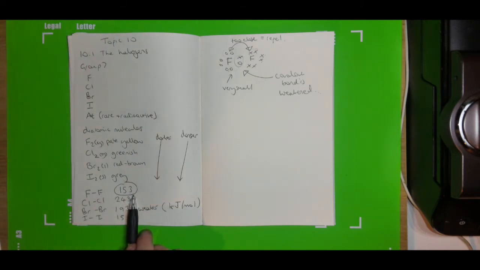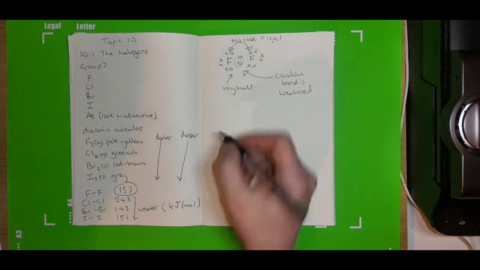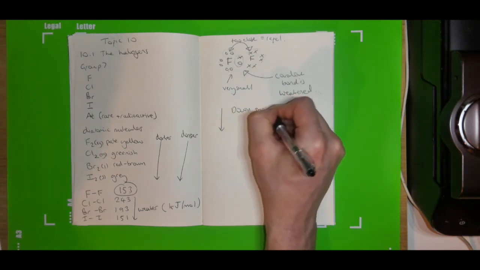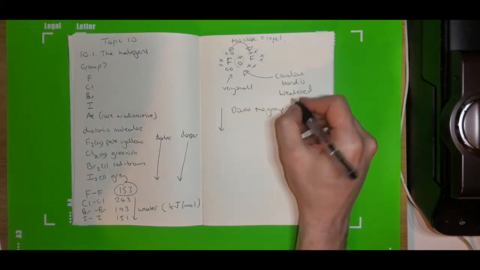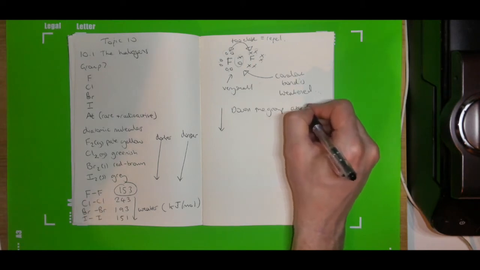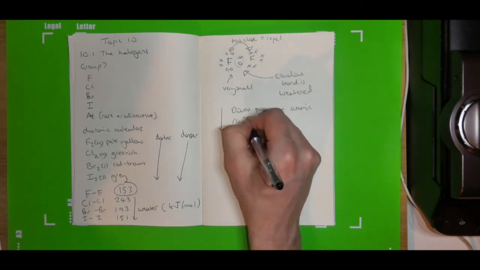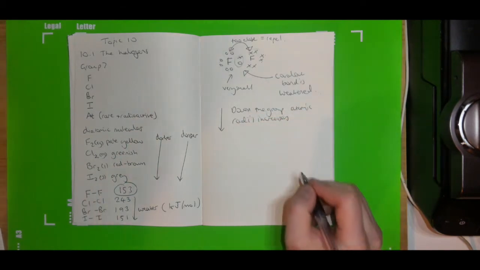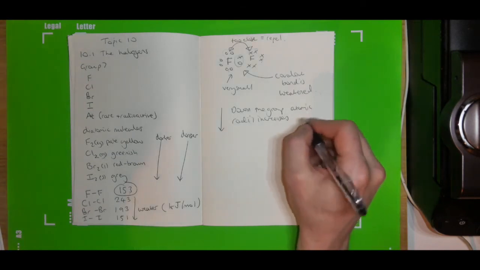Okay, let's have a look at the size of these atoms now. So as we go down the group, the size increases. So down the group, the atomic radii increases. So we've looked at this before for group 2. And the reason why that is because there's more shells.